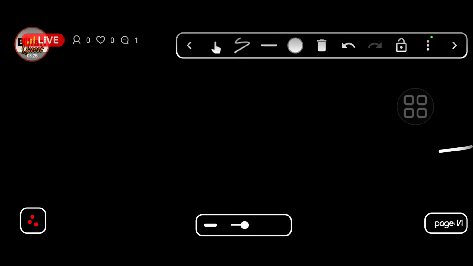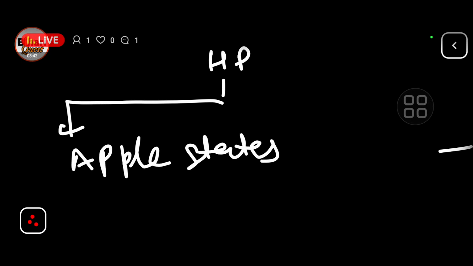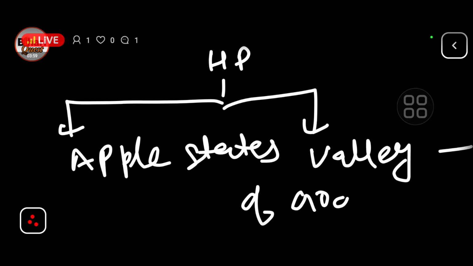This is very important for us. First of all, we have to know about HP. HP is known as apple state. Next, it is known as valley of gods and goddesses. This thing is important for you.